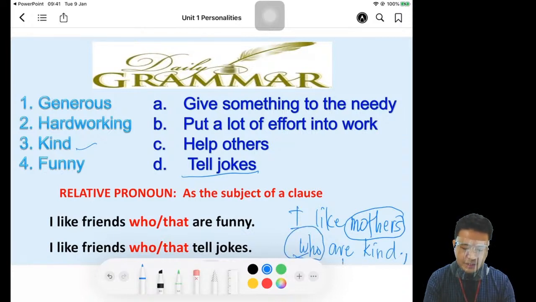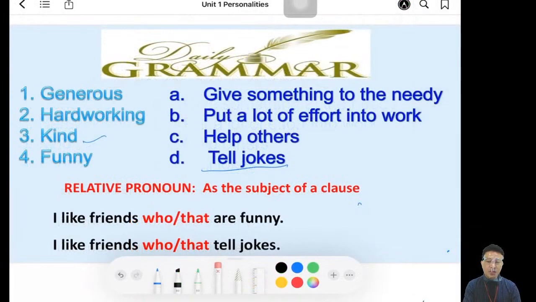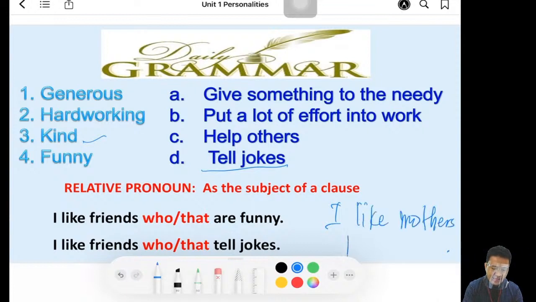And we use are because mothers is plural. And we use the vocabulary word number 3, which is kind. Now let's try to have another example using the meaning of kind, which is help others. Same structure, same sentence: I like mothers that help others. This time we'll use that because that is also used for people, describing people.